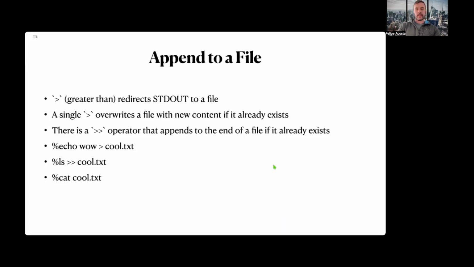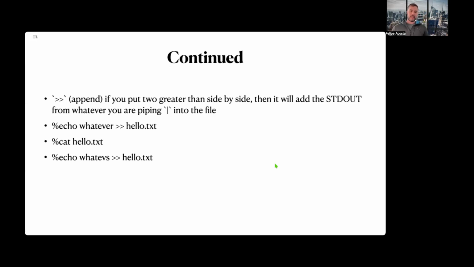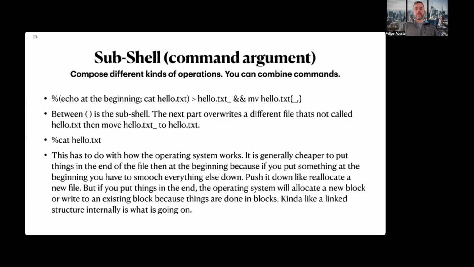So let's move along here and see what's next. Basically, 2 greater thans append. If you put 2 greater than symbols side by side, then it will add the standard output from whatever you are piping into the file. And this is more of what I was just doing: echo whatever, 2 greater than symbols, into hello.txt. If the file doesn't exist, it creates it. cat hello.txt, echo whatevs, and that's just appending again. So it's going to add it to the last line of hello.txt. So I'll skip that.